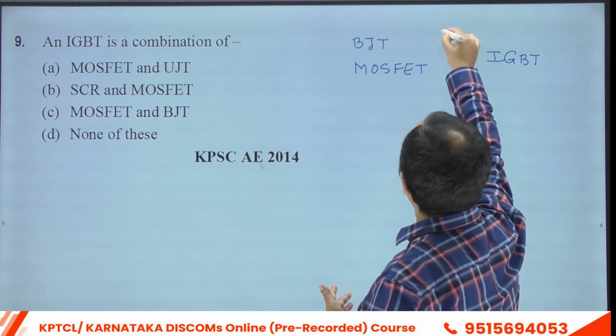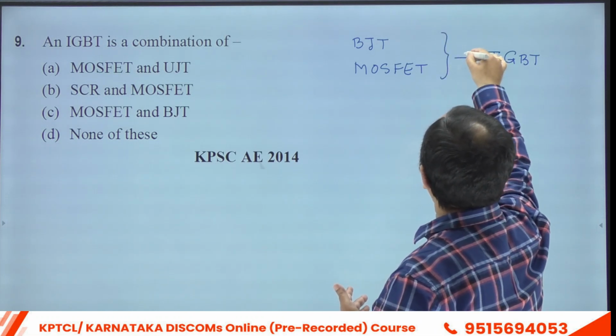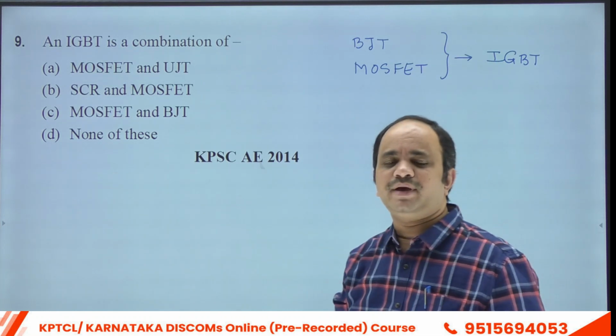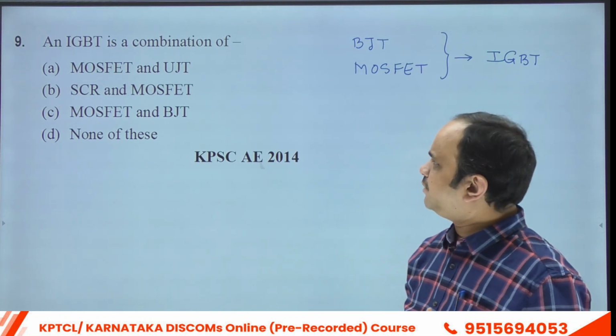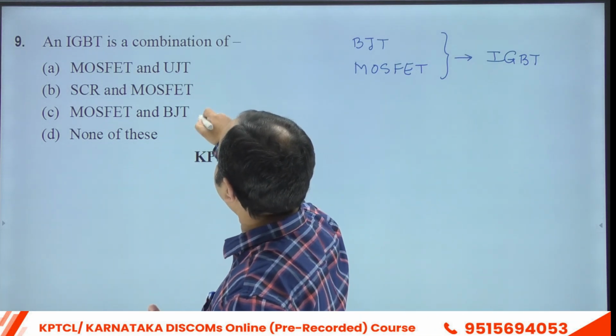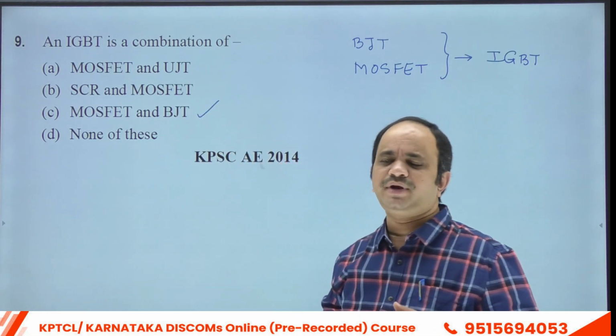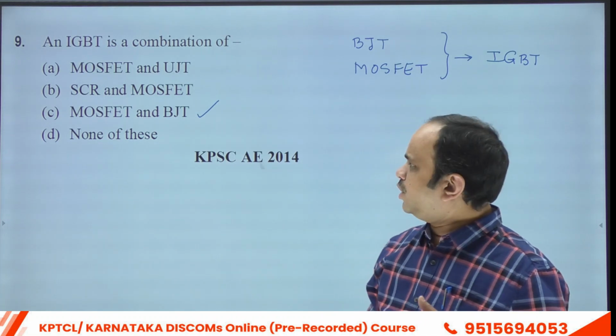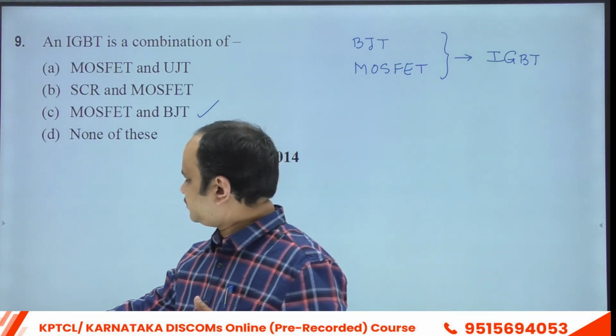So the common advantages of these two devices are combined in a hybrid device named IGBT. Therefore, we can say IGBT will have combination properties of MOSFET and BJT. Option C will be the correct answer for this question.